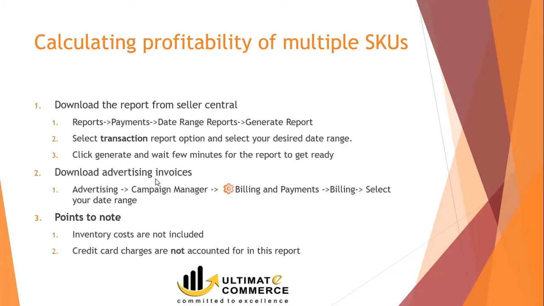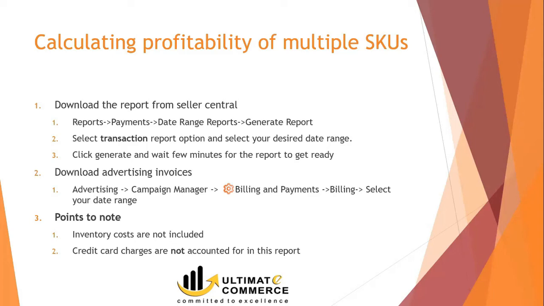Next, you have to download the advertising reports. We will see where you can download it. You can go to the advertising dashboard or campaign manager, then click billing and payments, select billing and select your desired date range. Two points to be noted here: inventory costs are not included in this report, and credit card charges are not accounted for in this report, unlike the summary report. So if you have paid using your debit or credit card for Amazon PPC or advertising, it will not reflect in this report.